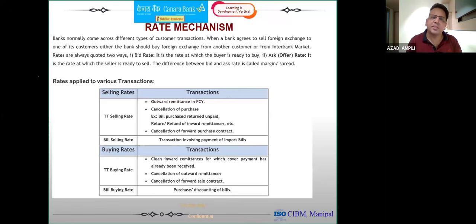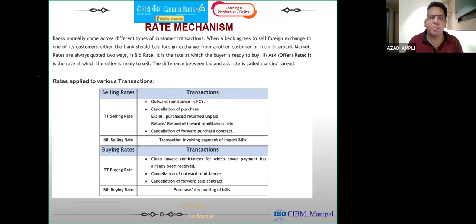In the exam, they will ask for this transaction, what rate? If you understand the concept, you can answer any kind of question on this. Outward remittance in foreign currency, what rate will you apply? Outward foreign currency means your customer wants to send money out of the country. So he is supposed to purchase foreign currency from you. He is purchasing means you are selling foreign currency. So the TT selling rate you have to apply.